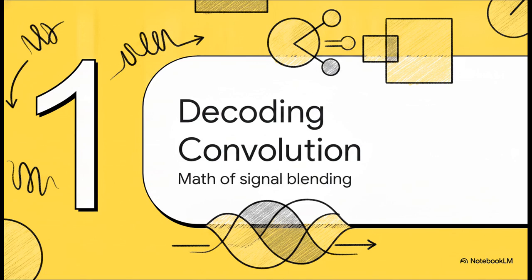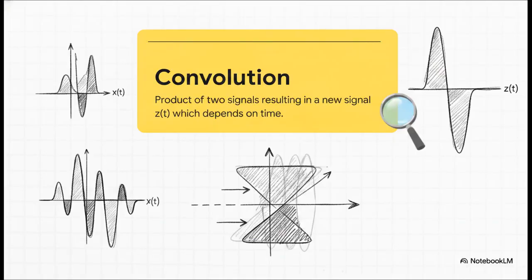All right, part 1, decoding convolution. Essentially, the math of signal blending. So the convolution product of two signals, let's call them x of t and y of t, is defined by a very specific integral operation over time. And it creates an entirely new time-dependent signal, z of t.